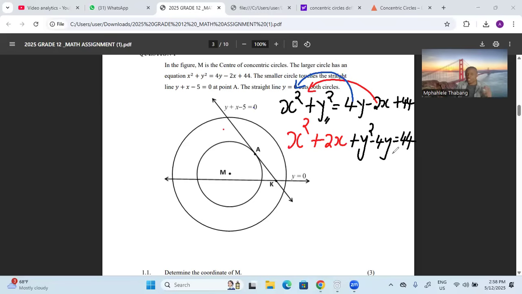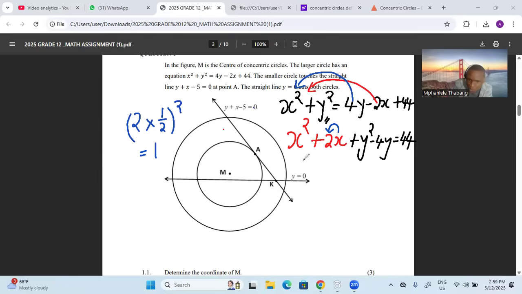Why am I doing this? It's going to be very important when I'm completing the square. So I'm going to now focus on the coefficient of x. What is the coefficient of x? It is 2. What am I going to do to this 2? I'm going to multiply it by 1 over 2 and then square it. So I'm going to say 2 times 1 over 2, and then square. What is 2 times 1 over 2 squared? If you press your calculator, you'll notice it's 1.